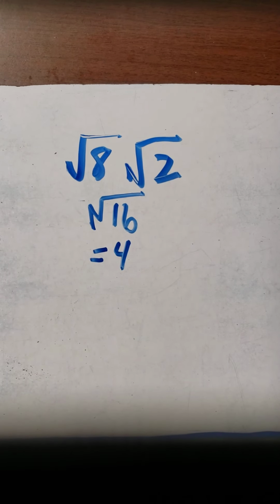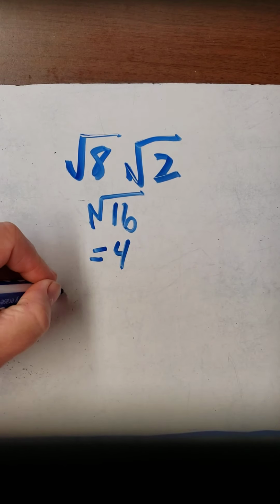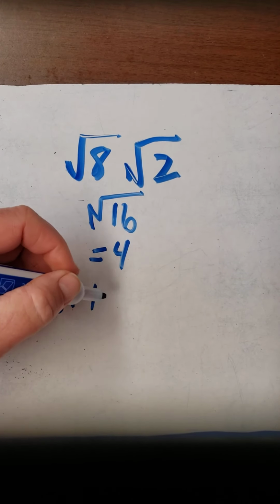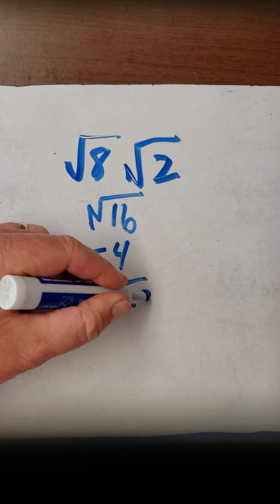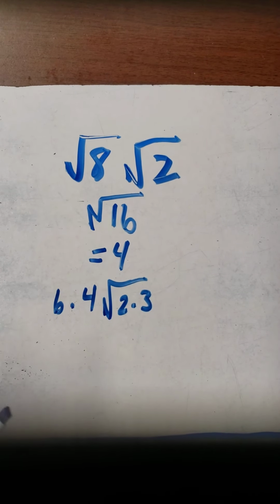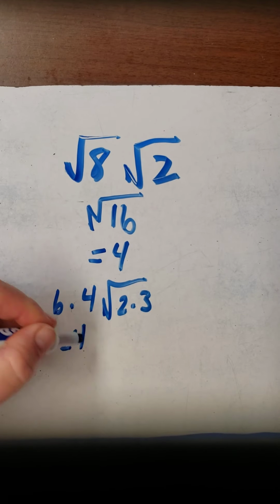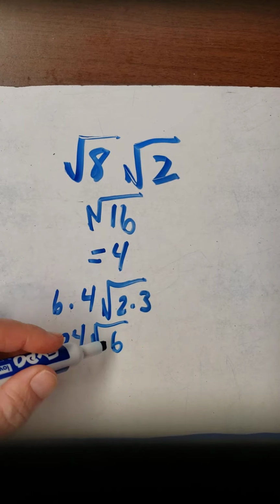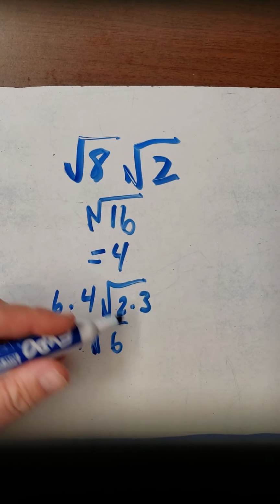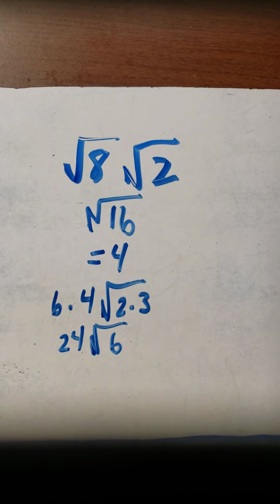Okay. Now we'll do little b. 6 times 4 square root of 2 times 3. Okay. 6 times 4 is 24. 2 times 3 is 6. 6 is not a perfect square. That is simplified. That's your answer.